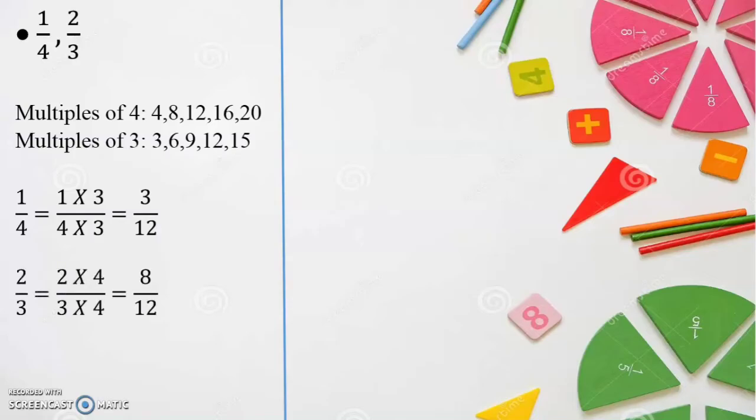Similarly 2 upon 3. So in the denominator we multiply 3 into 4 and the same number 4 is multiplied to the numerator. So we get 2 into 4 upon 3 into 4, which is equal to 8 upon 12. So 3 upon 12 and 8 upon 12 are like fractions because we have got the denominators equal. So we will see one more example.